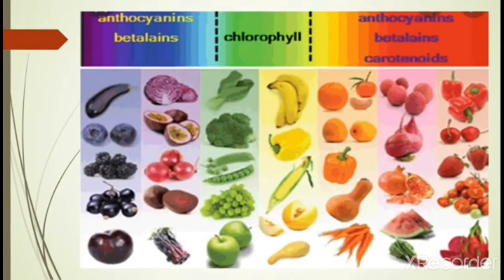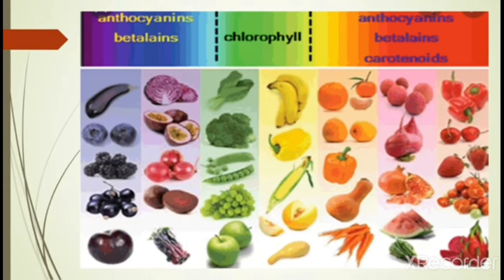Anthocyanin and betalains. These are the pigments which give color. Now if you see, it is giving you different kinds of color. Anthocyanin is the pigment which gives purple color, blue color or even red color to the fruits and the plants. Betalains give red color to the plants.